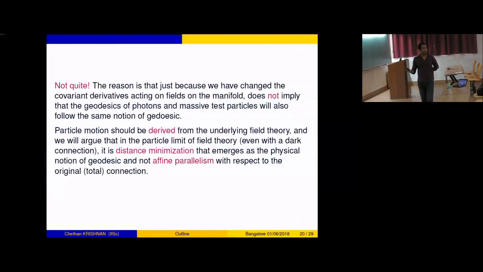So that's the basic statement. I hope that the statement is clear. Even if your covariant derivative acting on fields is some generic connection, the claim is that in the geodesic limit, when you calculate the geodesic limit of those equations, you end up finding metric distance minimization as your physical notion of geodesic. So that's what we'll say.